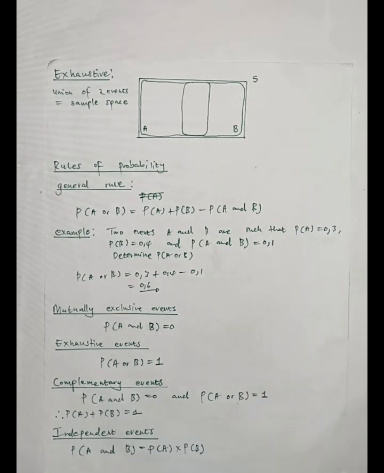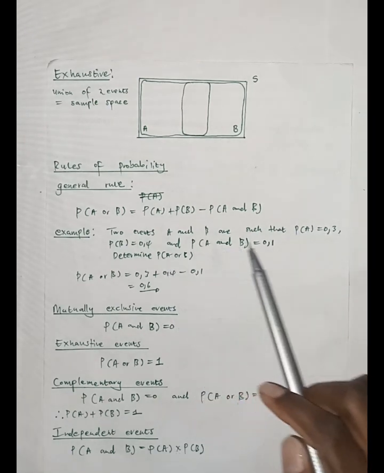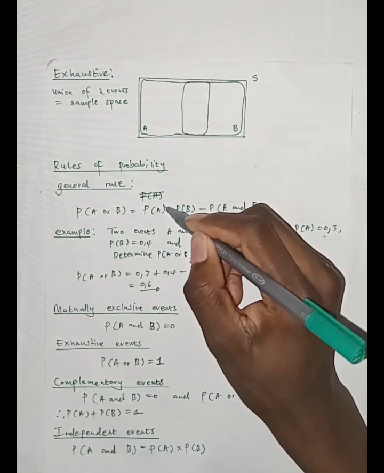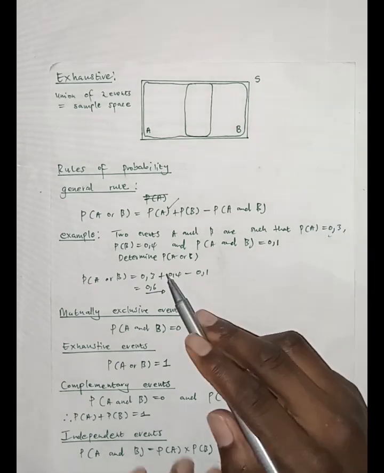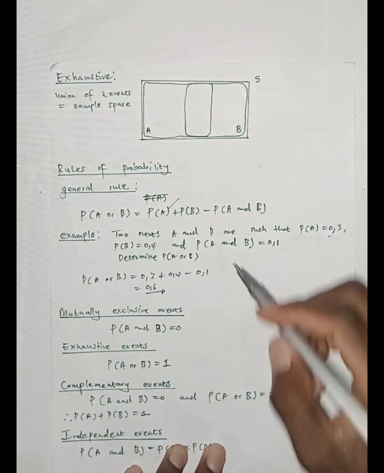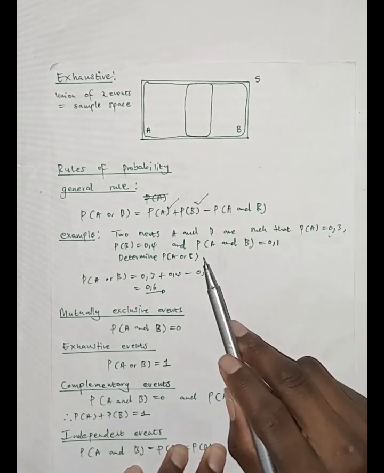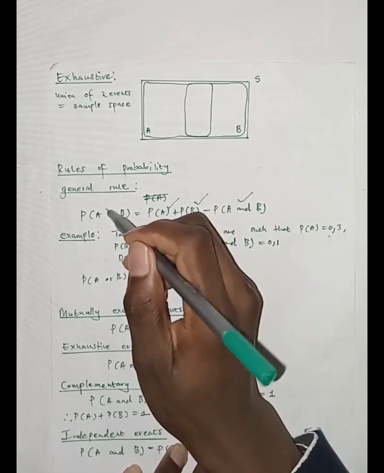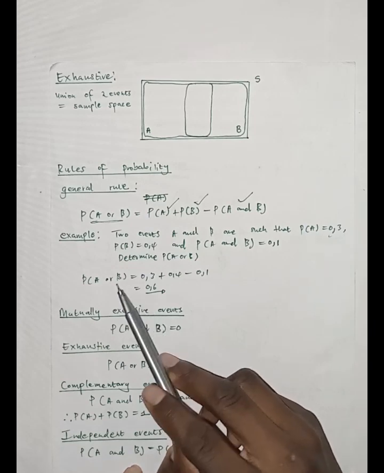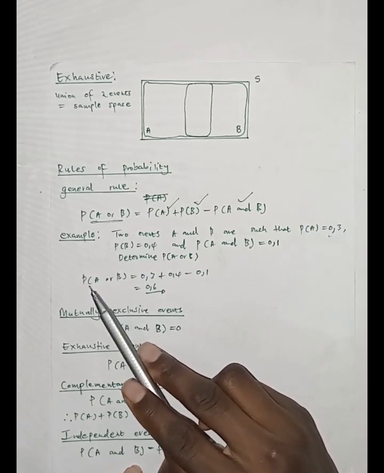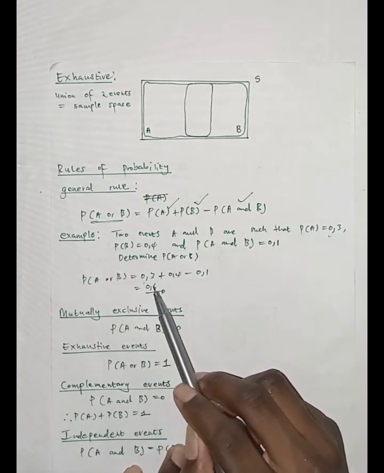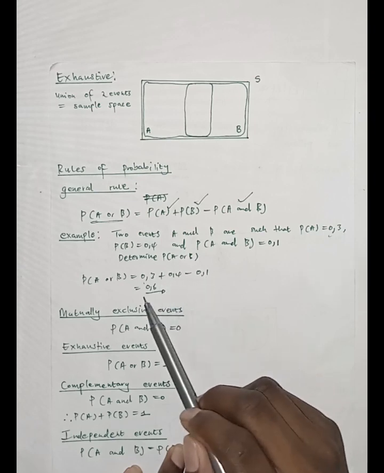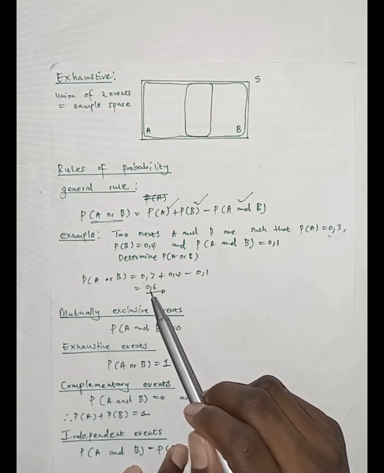Moving on, we have an example here. Two events A and B are such that P of A is equal to 0.3. That means we have P of A. P of B is equal to 0.4. We have that. And P of A and B is equal to 0.1, and we have that. That means we're looking for P of A or B. So in our equation, it would be as follows. P of A or B is equal to 0.3 plus 0.4 minus 0.1. And if you press that on your calculator, it should give you 0.6.